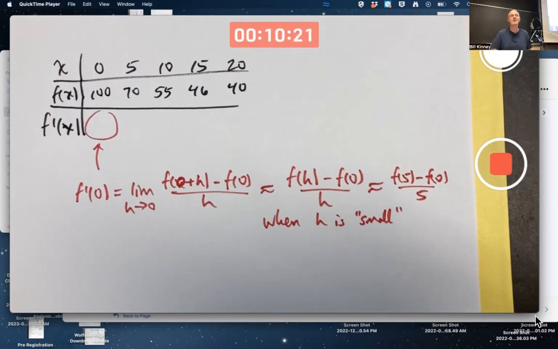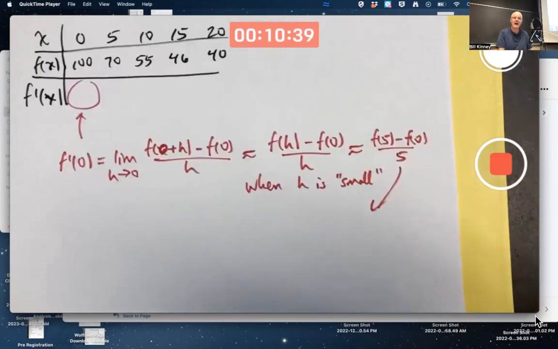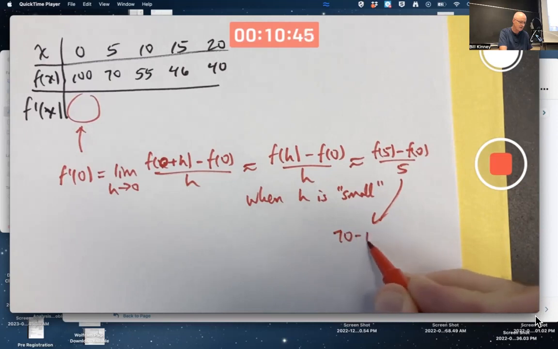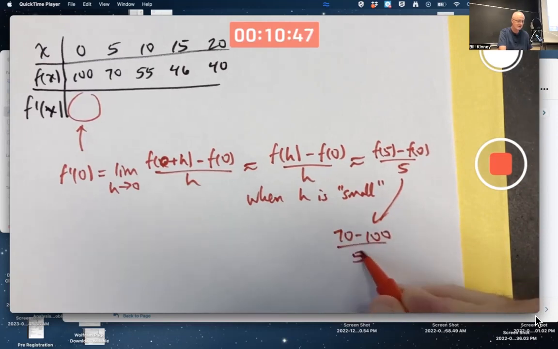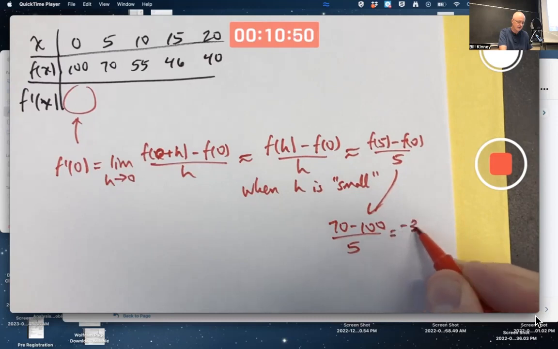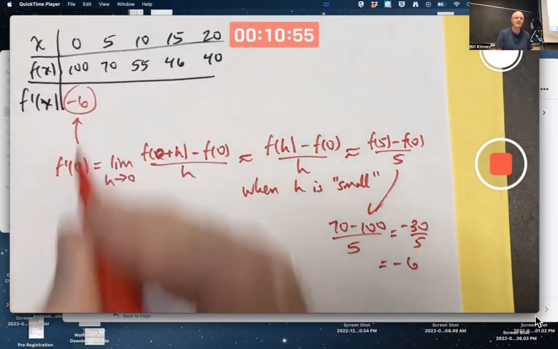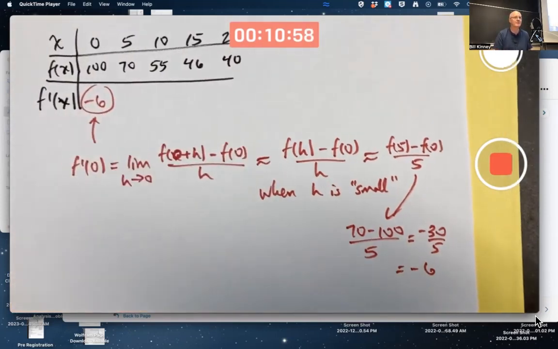That's often the case in real life, you have limited information. You've got discrete data. A common kind of example is business data, right? You measure your sales over the course of 1 month. You're not measuring your sales every instant of every day unless you're a humongous company like Amazon, okay? So you have to do your best with the data that you have. In this case, f of 5 is 70, f of 0 is 100, h is 5. So this is negative 30 over 5, which simplifies to negative 6. That's your best estimate for f prime of x when x equals 0.